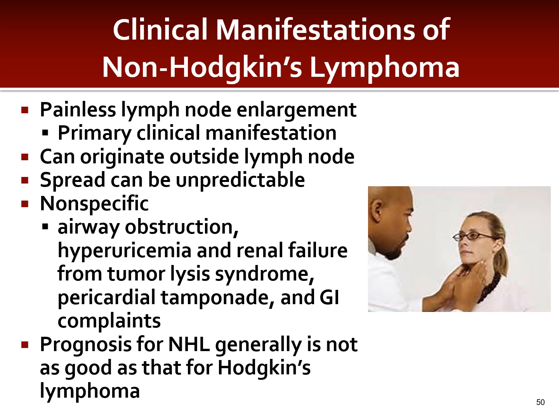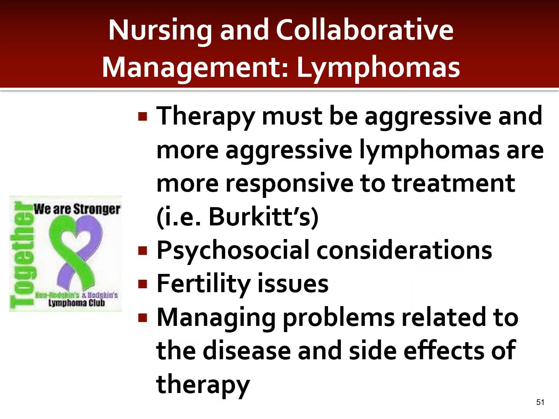But the prognosis for non-Hodgkin's is not as good as that for Hodgkin disease. So the prognosis is usually poor. But like I said, these clients can have airway obstruction, and they can go into hyperuricemia, renal failure, GI problems, cardiac problems. They could die.